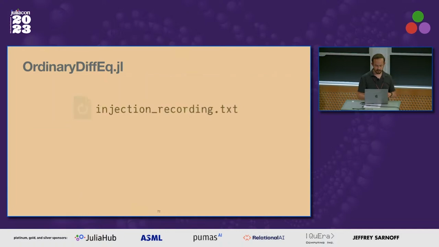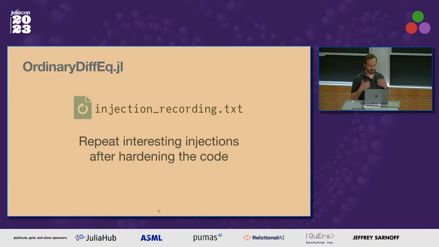So with this injection recording, fuzzing includes some randomness, and recording that fuzz session lets us replay that fuzzing session as many times as we'd like to inspect an interesting occurrence, or we can repeat those injections after we harden our code to make sure that they've actually done something.